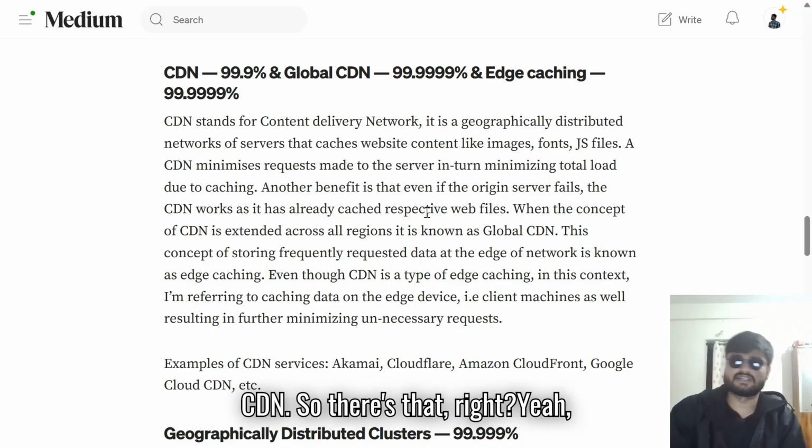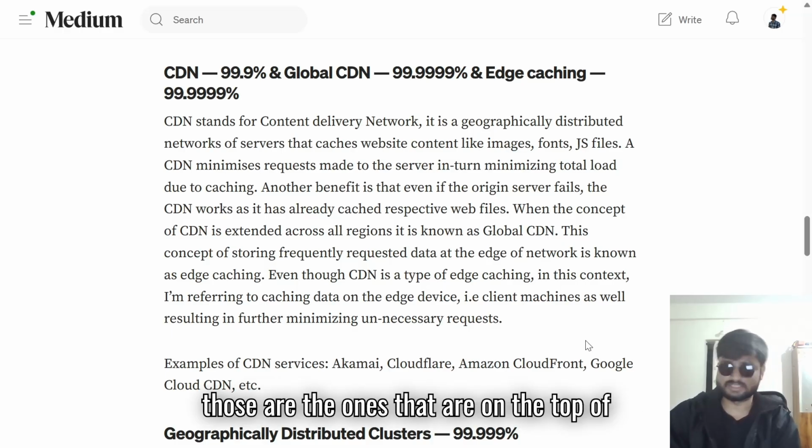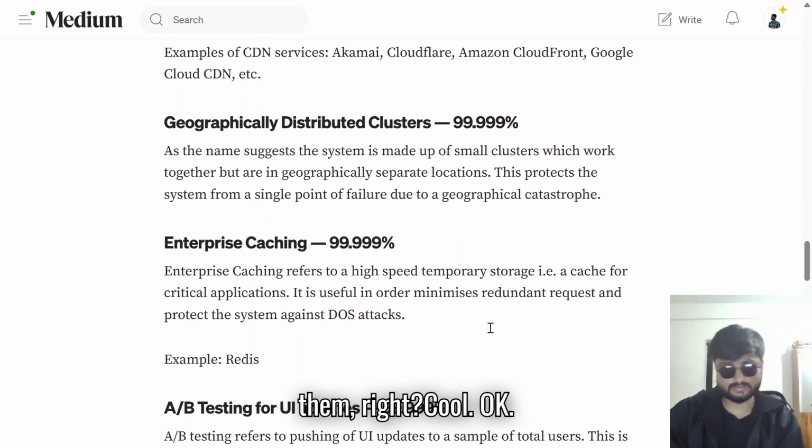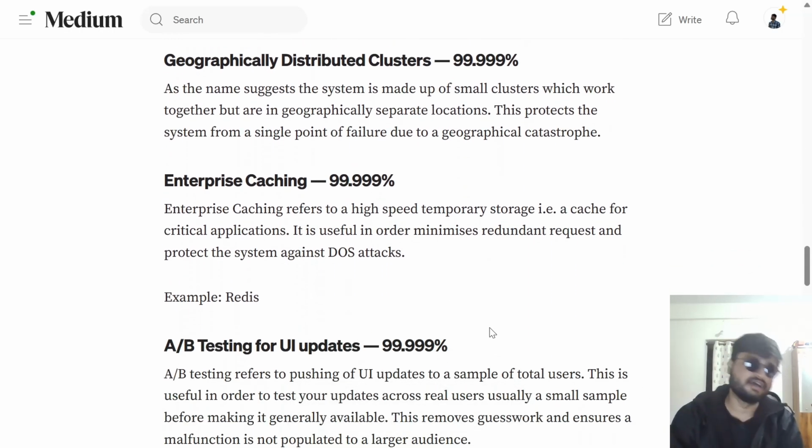So there's that, right? Yeah, those are the ones that are on the top of my head. Cool. Okay. Now, geographically distributed clusters, right?